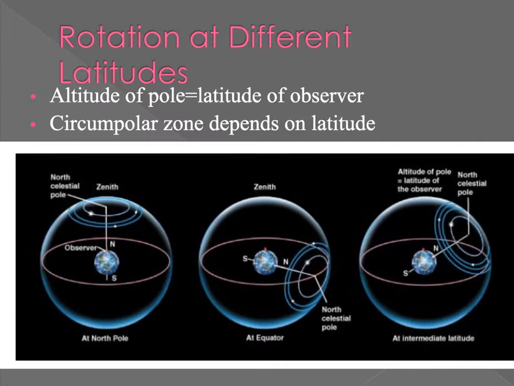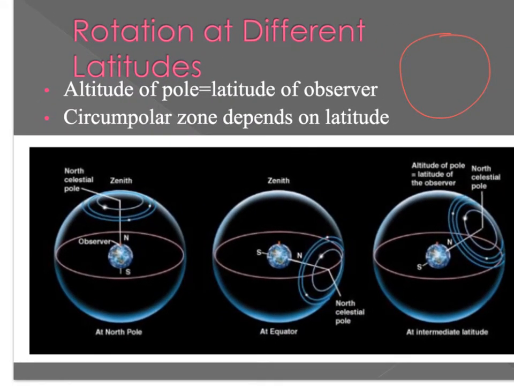So the altitude of the pole is equal to the latitude of the observer. And remember that latitude, like we said before, separates the Earth into north and south of the equator. So we can determine what latitude we're at by the positionality of the North Celestial Pole.